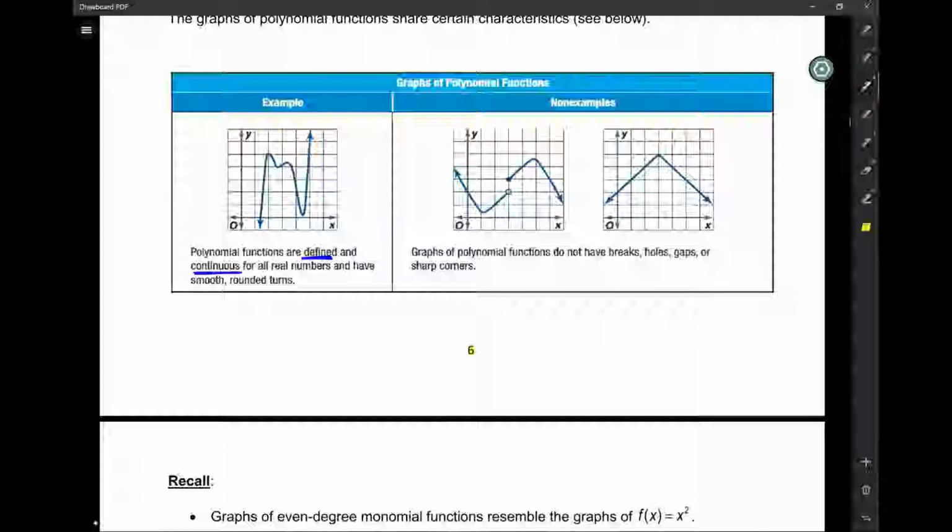Furthermore, this is a meaty sentence here. They have smooth, rounded turns. That means no corners, no cusps, okay? So no corners. Okay? All right, so here are examples of functions that are not polynomial functions. This one here fails because there is a discontinuity. Any type of discontinuity means it's not a polynomial function. This one fails because it's a corner. Okay?